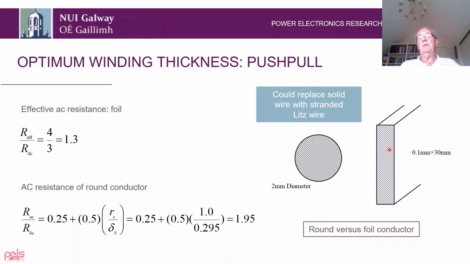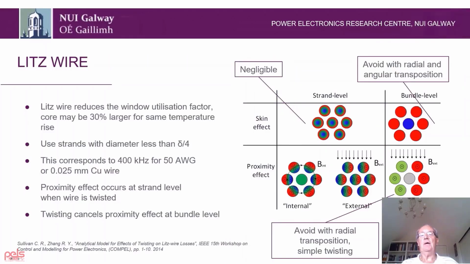But supposing we can't use a foil, we could still deal with a round conductor, but instead of having a conductor like this where the skin depth is a lot less than the radius, we've split this up into lots of round conductors, which we now call strands. And that gives us what's called a Litz wire.